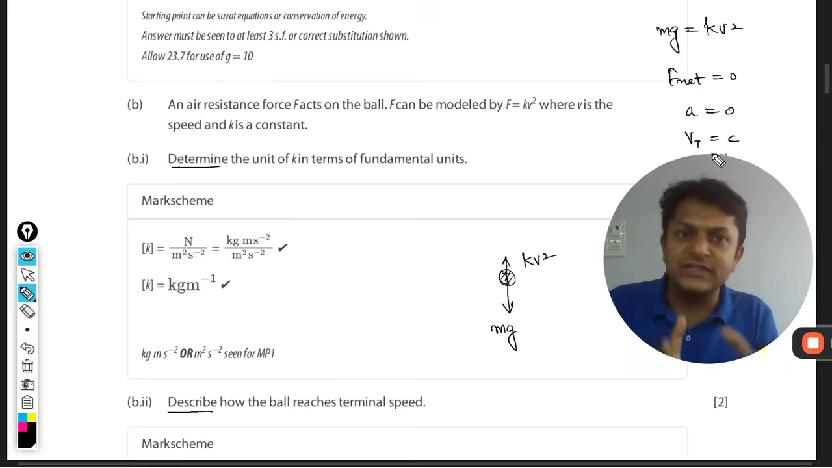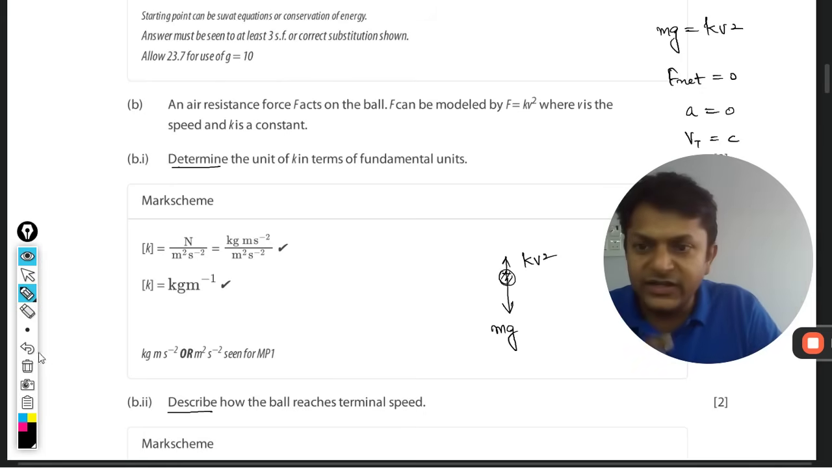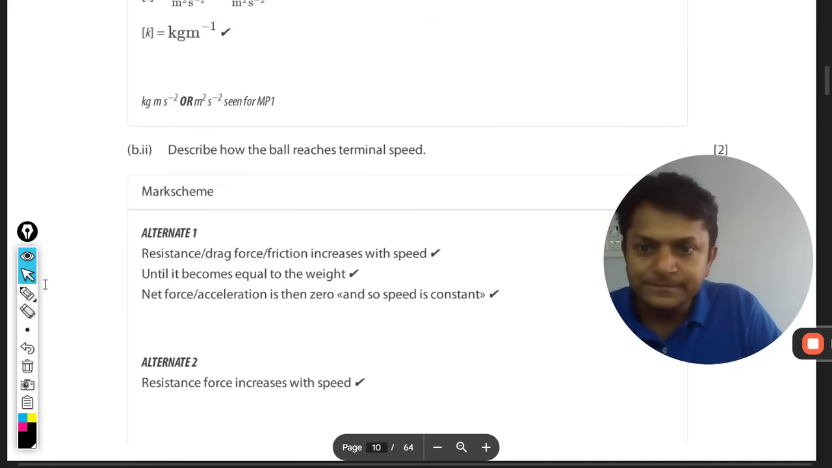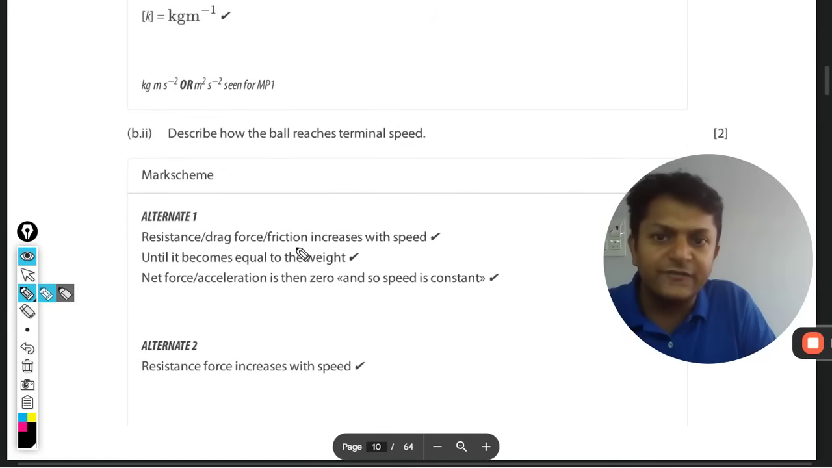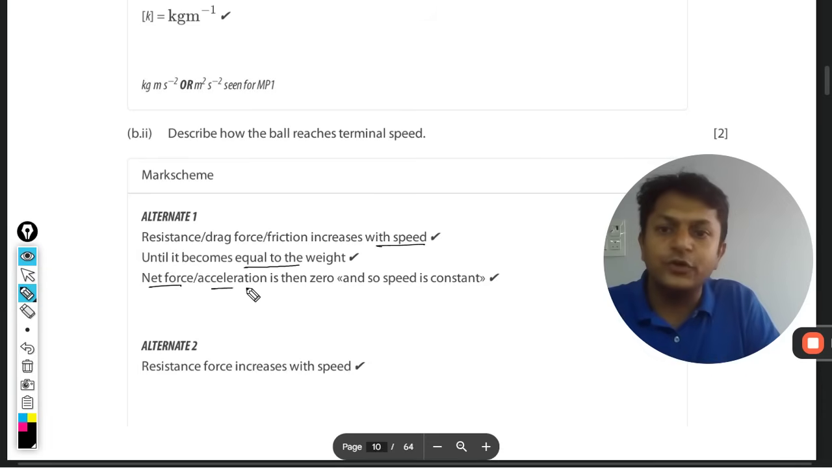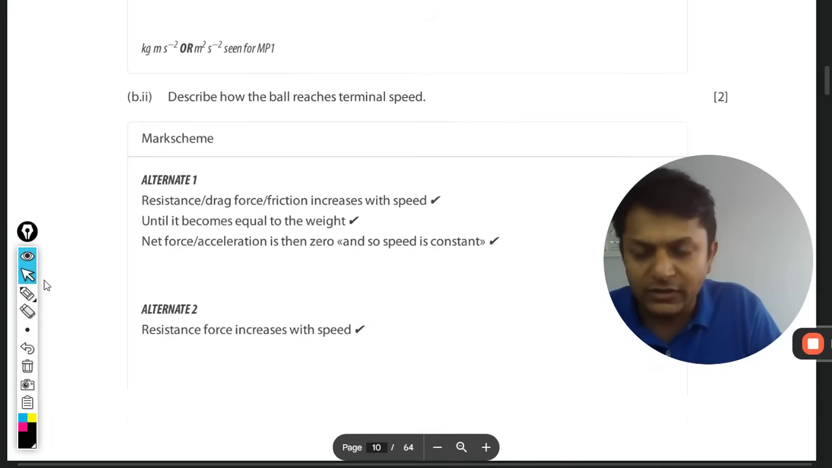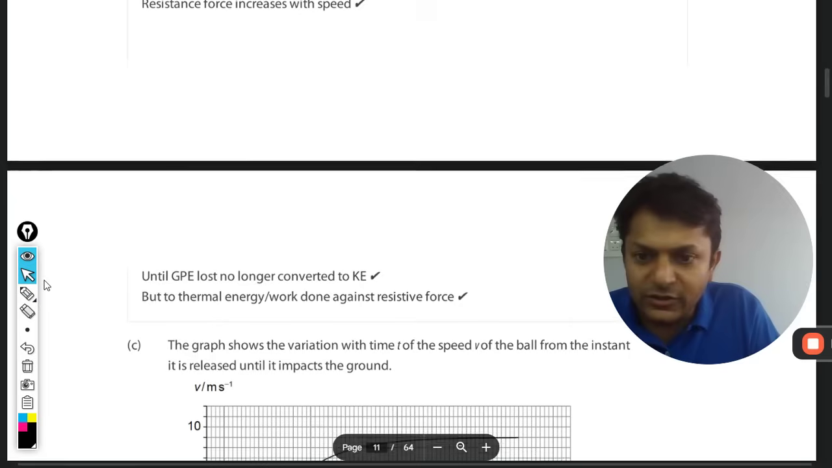So you have to just put these things in a statement, in a very small paragraph, and then you can write it. So there you are. The resistance or drag force increases with speed until it becomes equal to weight. No net force, no acceleration, the speed becomes constant. That is the terminal velocity. That's it. Moving quickly to the next thing.